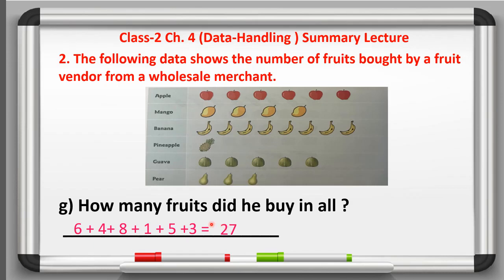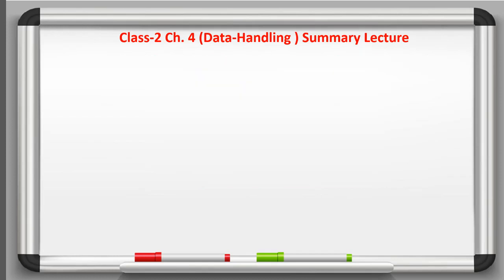So always remember beta, whenever it is asking about the kind of fruit, then you have to count the number of different kinds of fruits. Okay. And here it is given how many fruits. So when it says how many fruits, then you have to count the whole number of fruits which are given. Understood? Now the next one, question number 3.